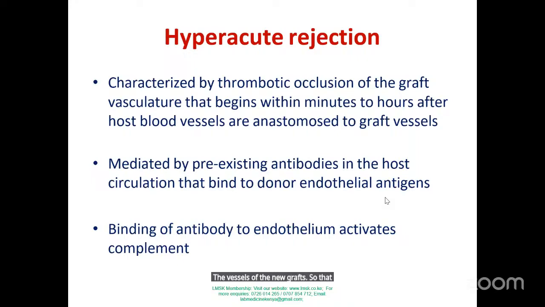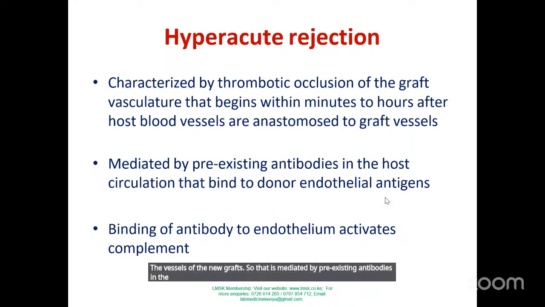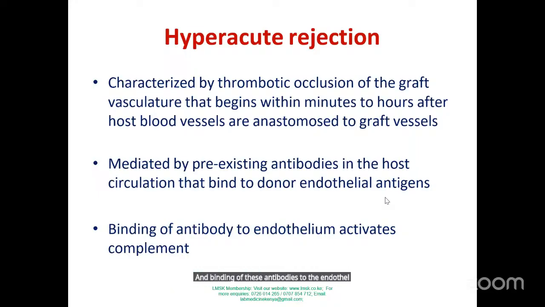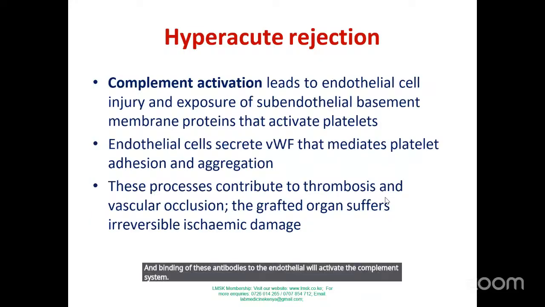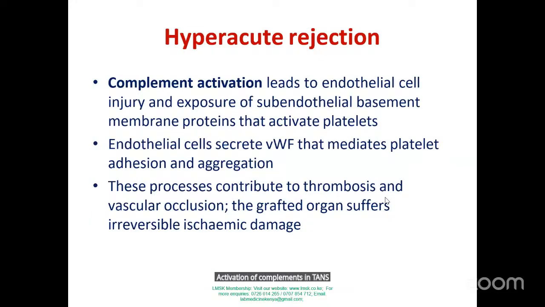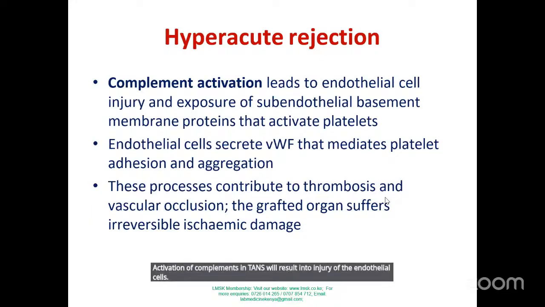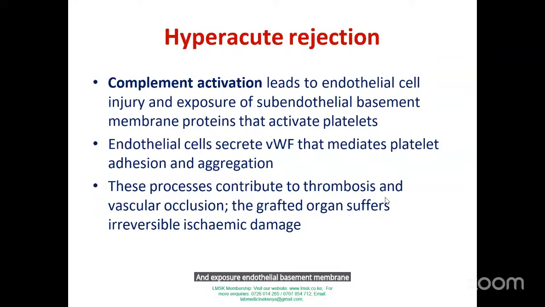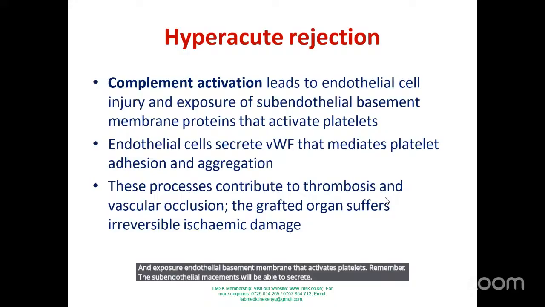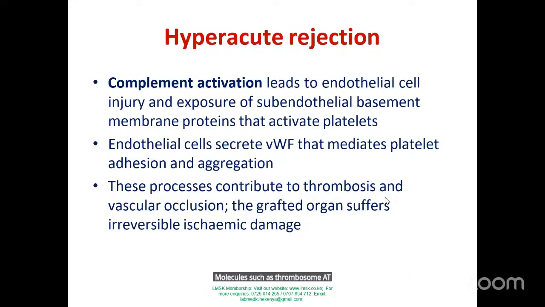This is mediated by pre-existing antibodies in the host circulation, which bind to the donor endothelial antigens. Binding of these antibodies to the endothelium will activate the complement system. Activation of complement in turn results in injury of the endothelial cells and exposure of the subendothelial basement membrane that activates platelets. Remember, the subendothelial basement membrane is able to secrete molecules such as thromboxane A2 and serotonin. Those are able to activate the platelets, and they also secrete von Willebrand factor that mediates platelet adhesion and aggregation. That process contributes to thrombosis and vascular occlusion.